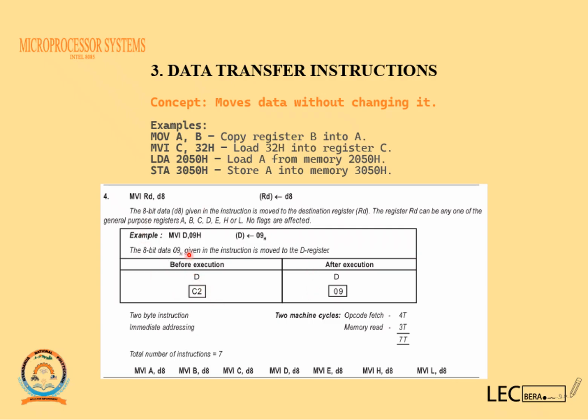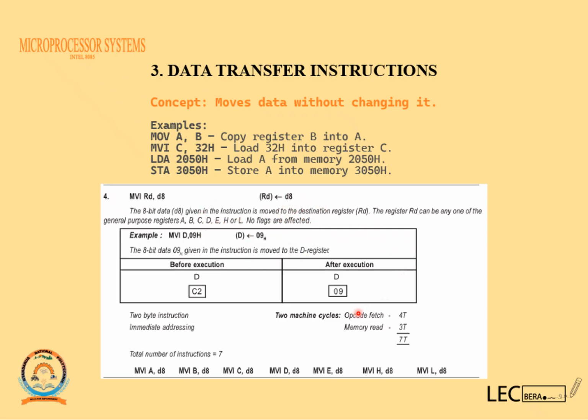So we have an example here. I'm loading data, MVI to register D, and this data is 09H. So 09H, which is a hexadecimal number, is going to be stored to register D at the end of this instruction. And you've seen before in register D we have maybe C2, and after the execution in register D we are going to have 09H as a hexadecimal number. What you are seeing here are the machine cycles which we are going to execute for us to finalize this instruction.